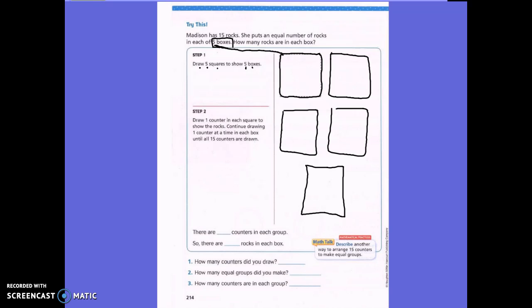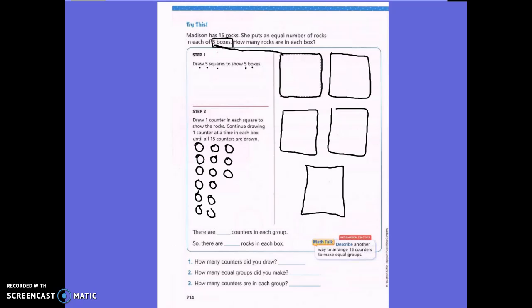Now, how many rocks did she say she had? 15. So we're going to draw 15 counters to show. Okay? 1, 2, 3, 4, 5, 6, 7, 8, 9, 10, 11, 12, 13, 14, 15. I have 15 counters. Now, we're going to put each of these counters in a box until we get to all of them gone.